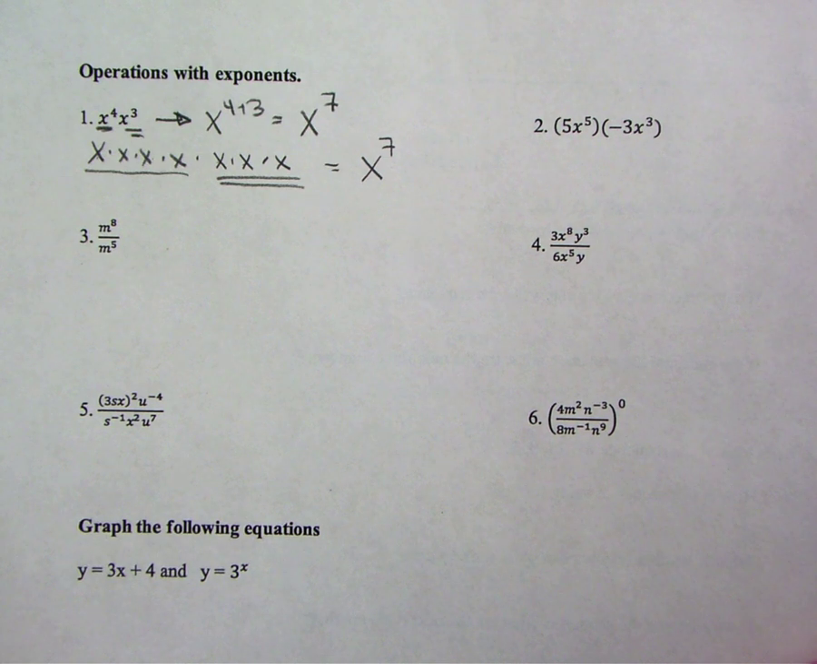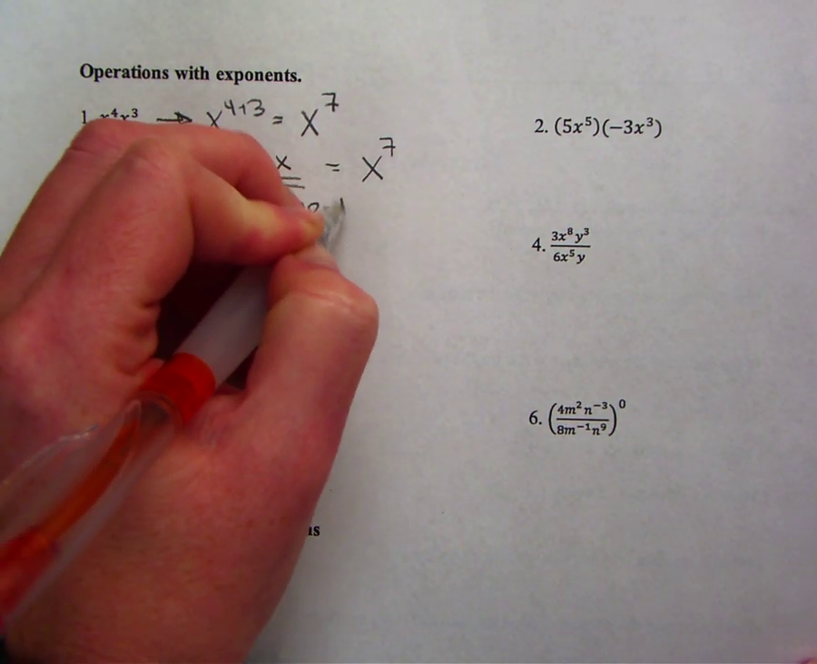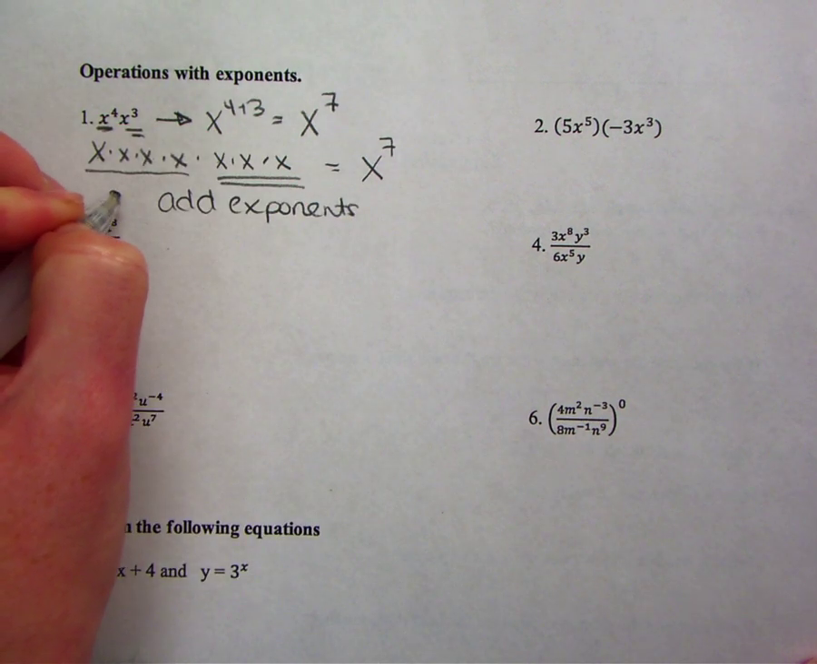So the rule for multiplying is you add the exponents. So that's the rule if you're using multiplication.